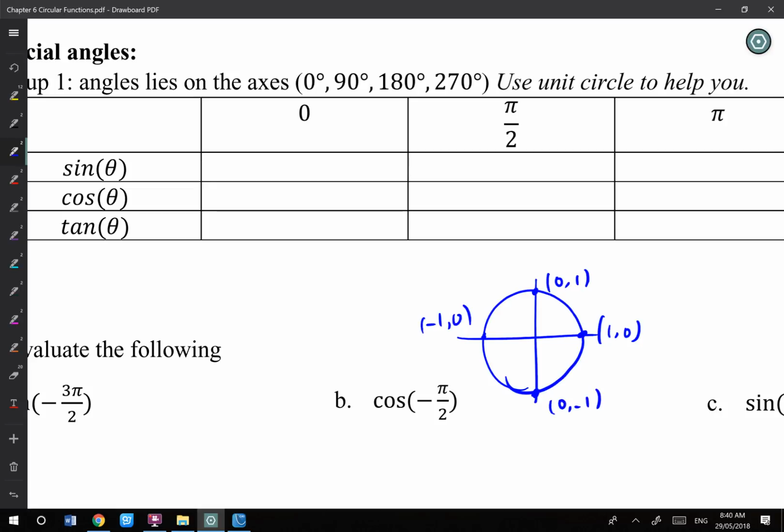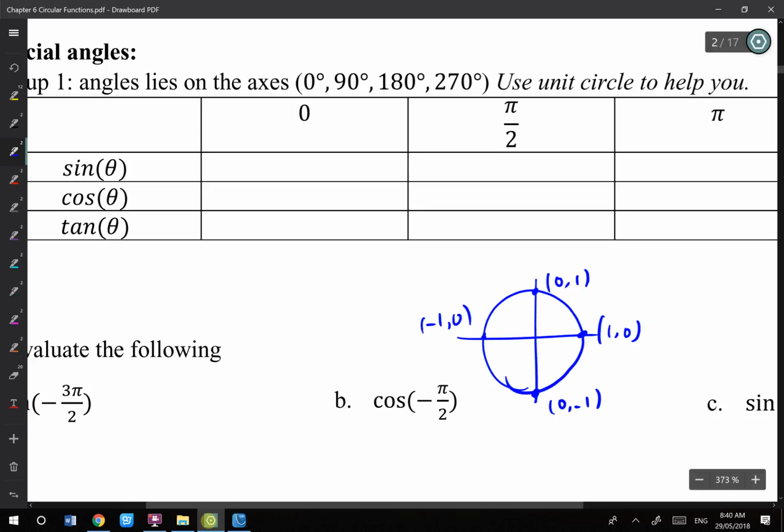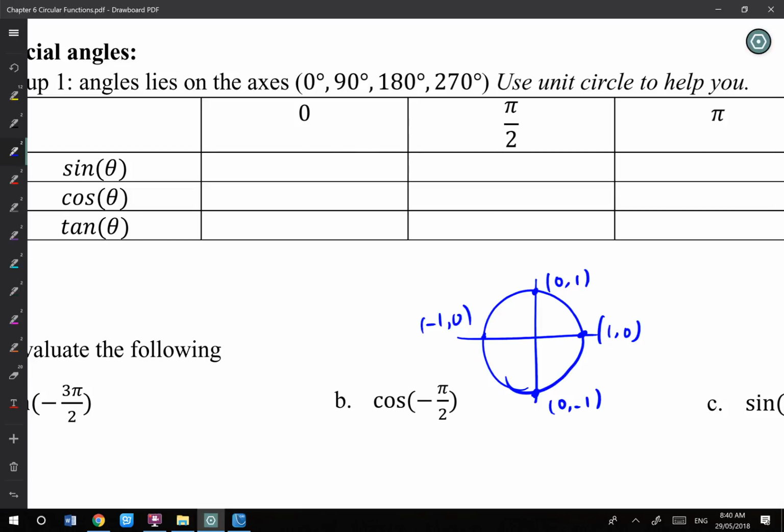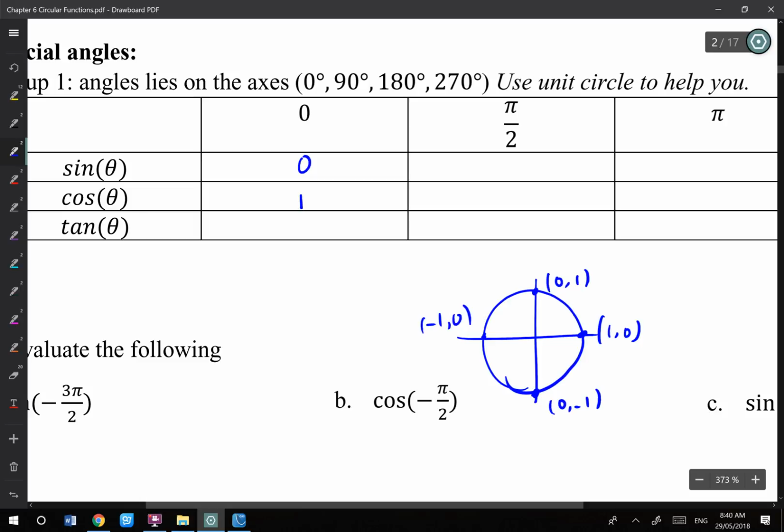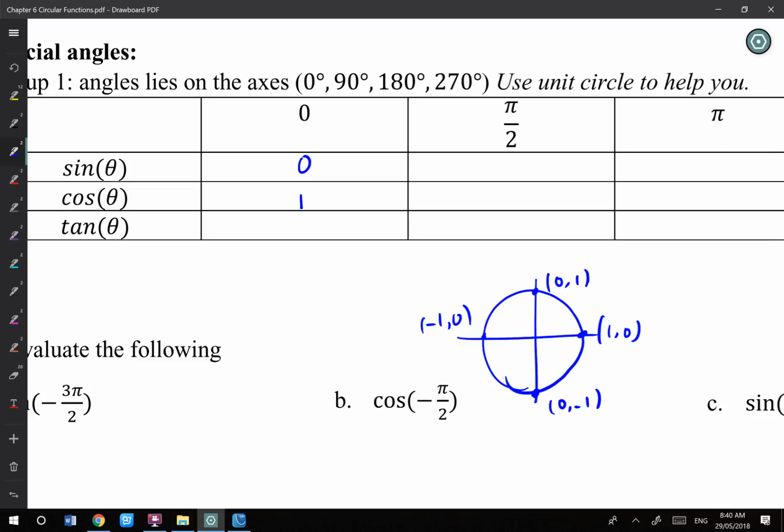So what is this used for? The unit circle only helps you to find the sine, cosine, and tangent values for multiples of 90 degrees. So when you have 0, you see the intersection is (1, 0). X represents the cosine value and y represents the sine value. So sine 0 will be 0, cosine 0 will be 1. Where does that come from? From the unit circle. That's the only use for the unit circle, to help you find the ratios for those angles.